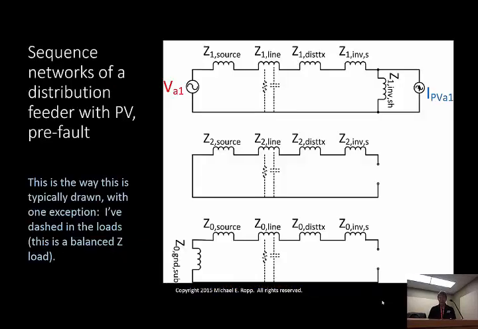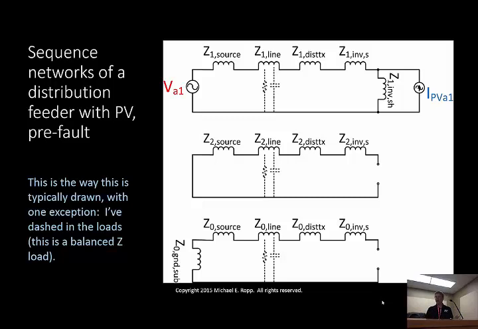Here are some sequence networks of a distribution circuit. This is before the fault, and I've drawn in a photovoltaic plant in here. Now what you're going to start to see is we're going to start picking up that notion again. Remember the synchronous generator is a voltage behind impedance. The PV plant here is a current source, a power-controlled current source. So that's what shows up there in the positive sequence network.